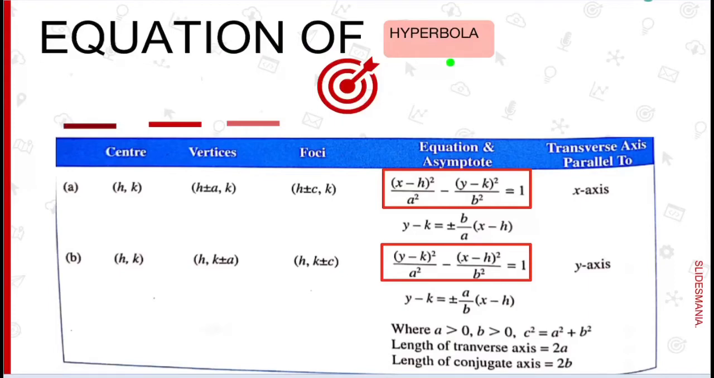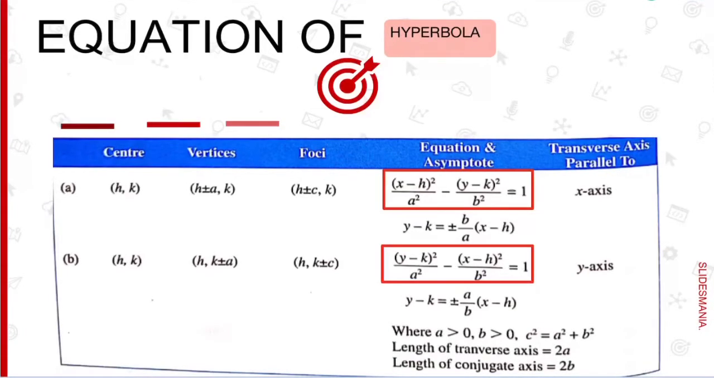In this video, we'll focus on the equation of hyperbola. As we already discussed, we have two types of hyperbola. One is when your transverse axis is parallel to the x-axis, and another one when your transverse axis is parallel to the y-axis. We already discussed this for the coordinates of your center, vertices, and foci. However, for this part here, we haven't discussed it yet. So let's focus on the equation first.